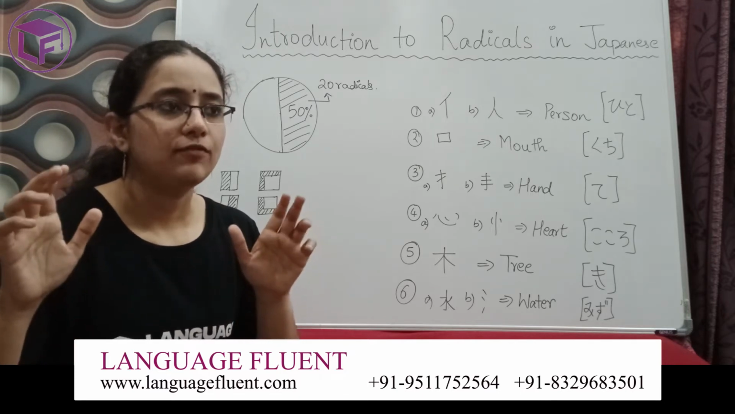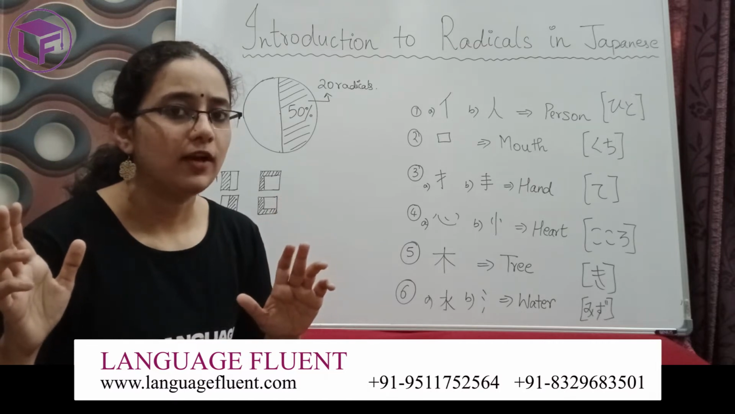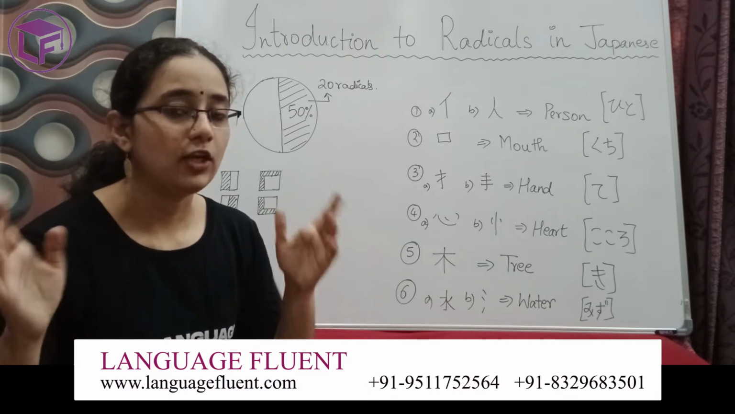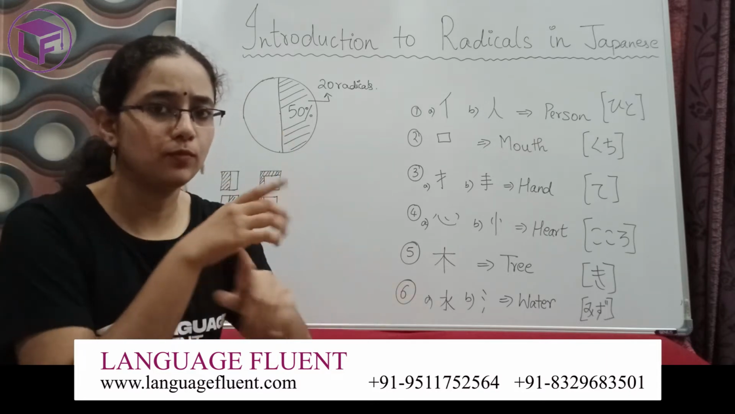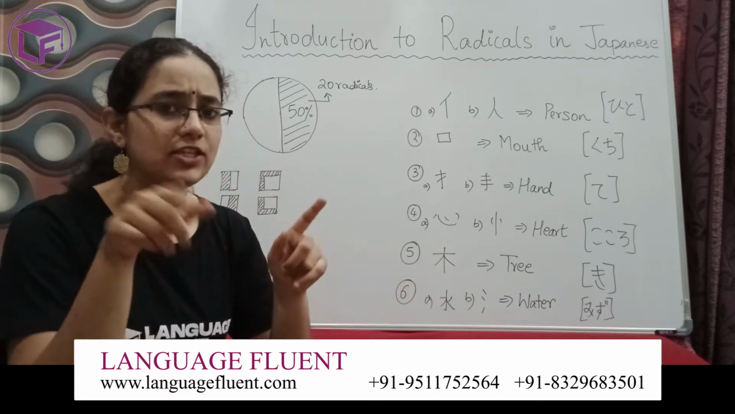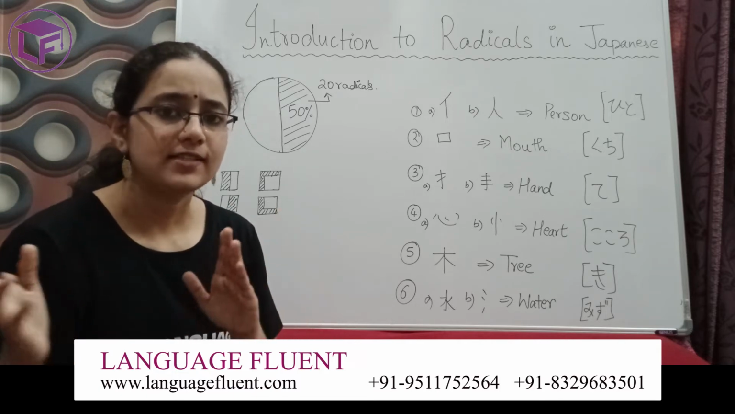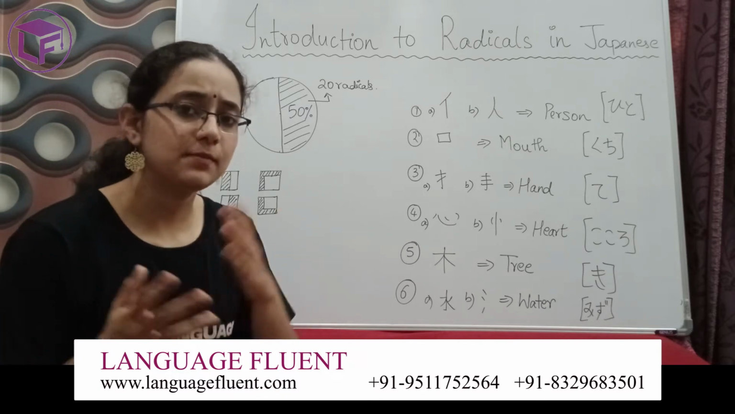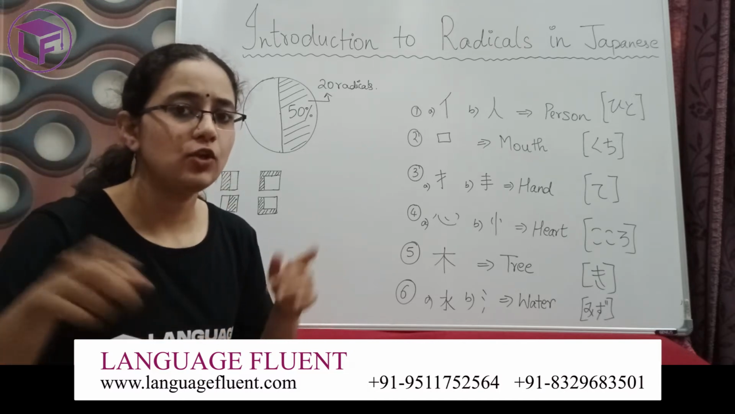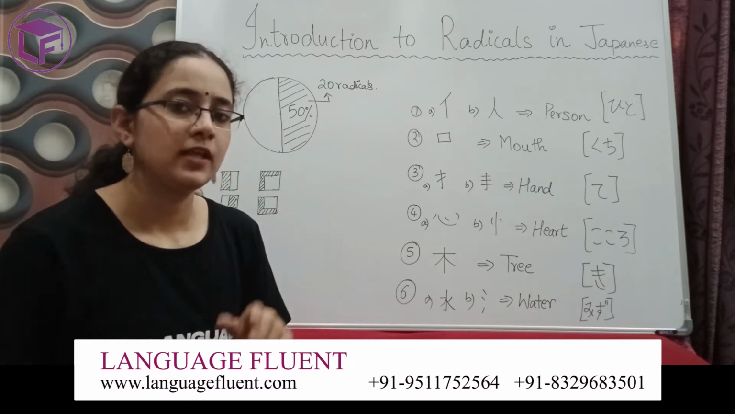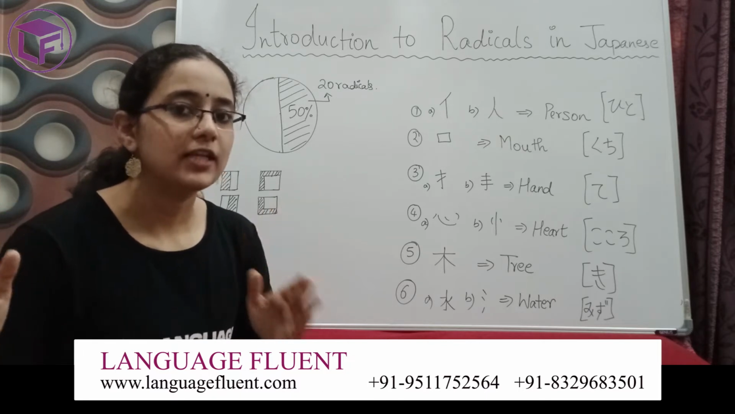If you have to relate it to something that you already know of, if you see this symbol of a skull with two crossed bones, you will know that it is a danger symbol. Similarly, when you see a cigarette with smoke coming out and a cross, you know that it's a no smoking zone. So that is how radicals or kanji work.